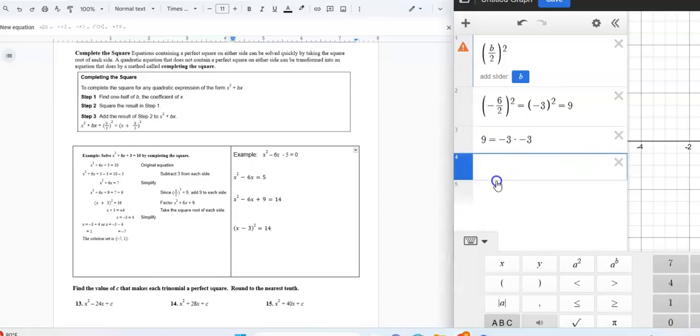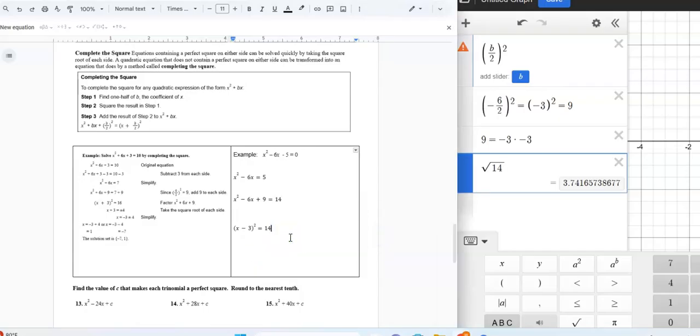Now, with this we're going to get square roots of numbers that don't have perfect answers, so today we'll just round to the nearest tenth. If I square root both sides, I get x minus 3 equals plus or minus 3.7. It's not just 3.7, it's also negative 3.7.